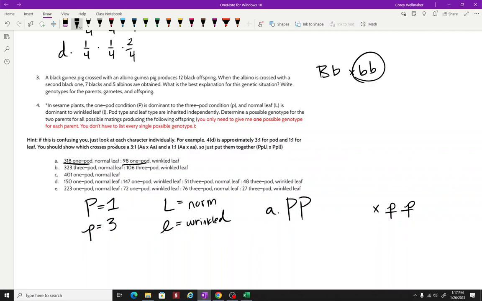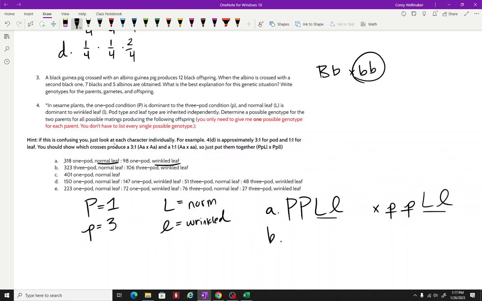Normal leaf. It's a 3-to-1 ratio, normal to wrinkled, right? You've got 300 normal compared to about 100 wrinkled. So a 3-to-1 ratio, normal, wrinkled. What gives us a 3-to-1 ratio? Heterozygous with heterozygous. All right, B.